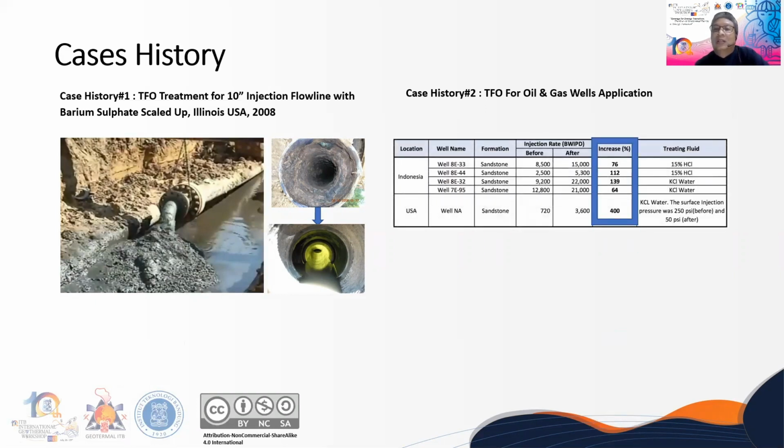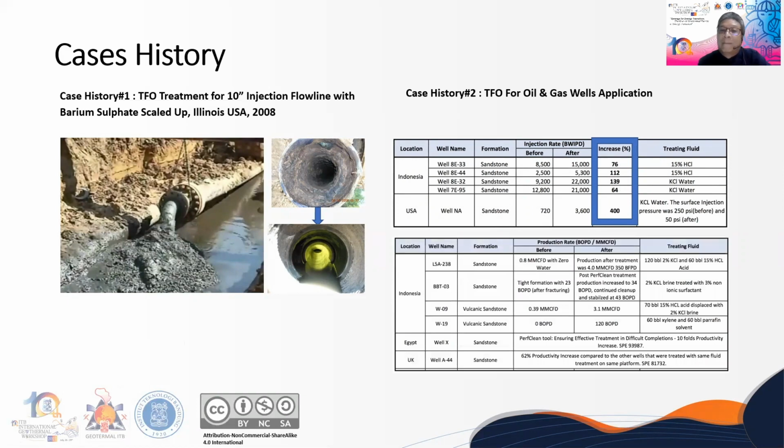This table shows us that once we treat the wells with TFO, the production will increase. We can see that some wells increased 76%, 12%, 39%, 64%, and we also got 400%. This is also for the gas application. So it looks like the numbers will increase once we start the TFO application.